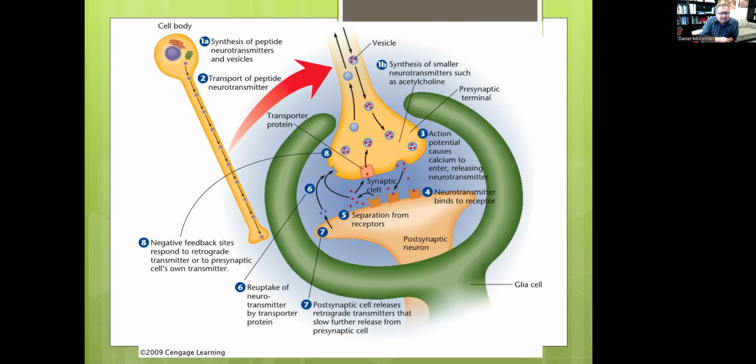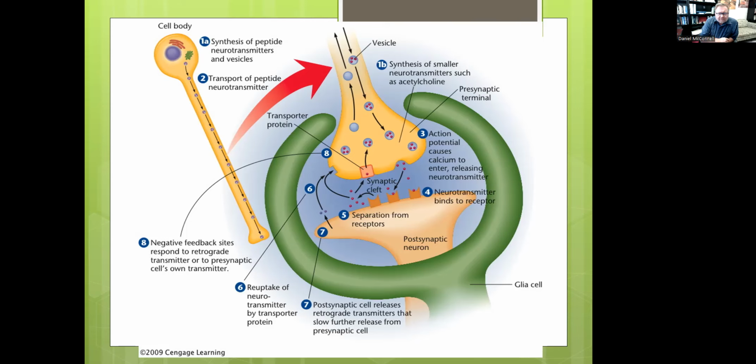So transport occurring in step 2 is through those microtubules. We're taking it all the way down the axon. That's not an action potential, right? This is just transport to the axon terminal. And again, we can store everything in these vesicles here.